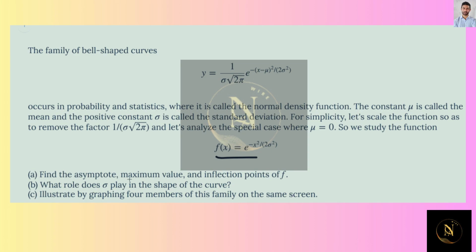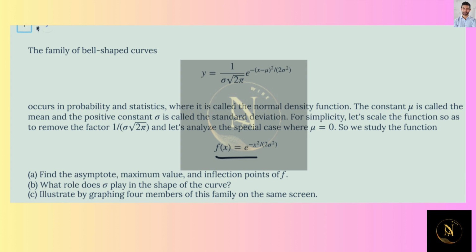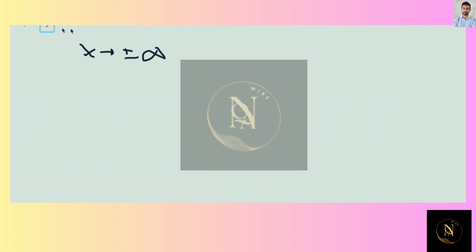We're being asked to find the asymptote, maximum value, and inflection point. So let's go ahead and start. To find the asymptote of this function, we're looking for when x goes to positive or negative infinity. The function is e to the minus x squared over 2 sigma squared, so this can be rewritten as y equals 1 over e to the x squared over 2 sigma squared.